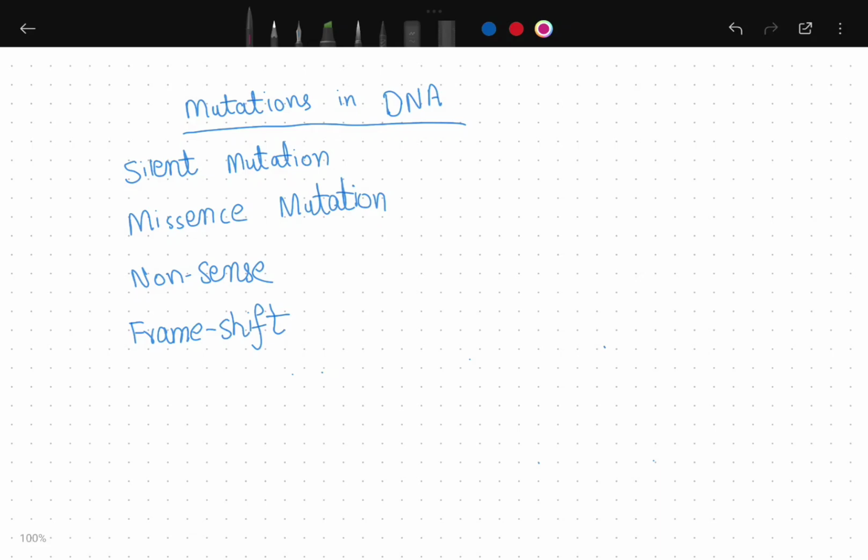In silent mutation, it codes for the same amino acid, often involving the third position of the codon, tRNA wobble. In missense mutation, it results in a changed amino acid that has a different chemical structure. An example of missense mutation is sickle cell disease.